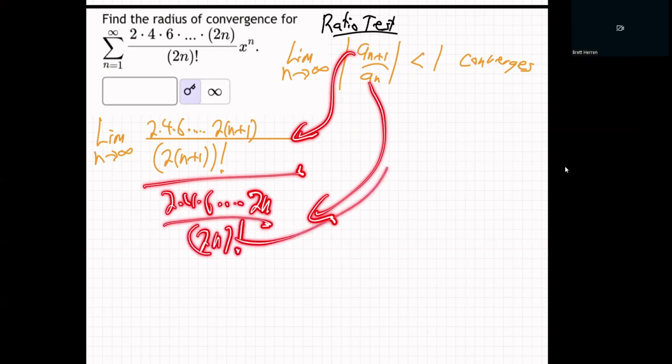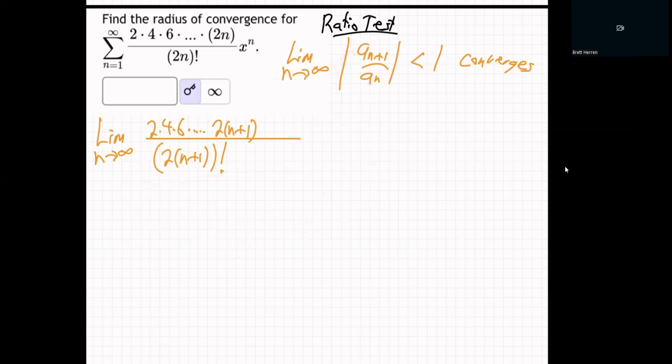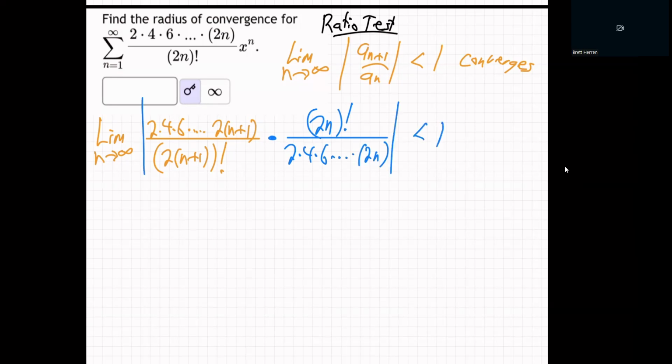But we don't want fractional over fractional. Let's flip that upside down and multiply by the upside down. That's easier. Dividing is multiplying by the upside down. Same thing, right? So we'll go times the other one, which is upside down, so it'll be 2n factorial on the top, 2, 4, 6, times 2n on the bottom. Absolute value of that less than 1, series will converge. So let's find out.